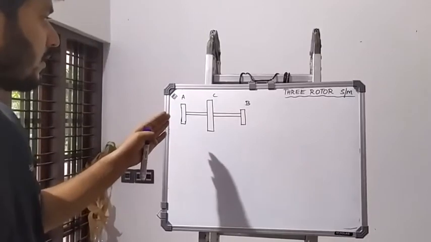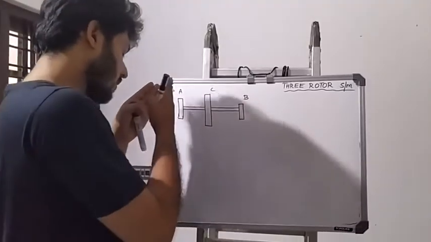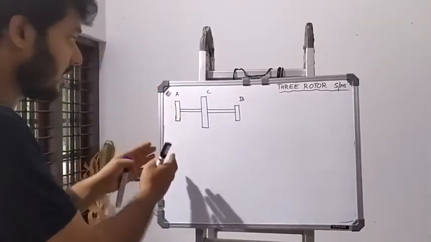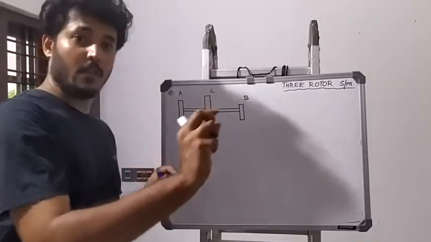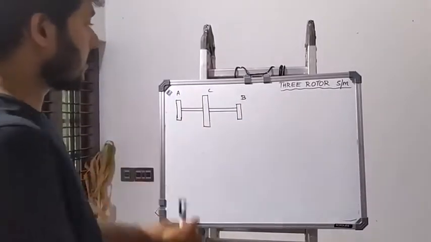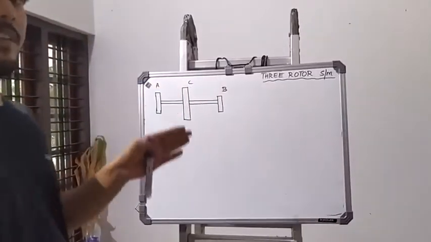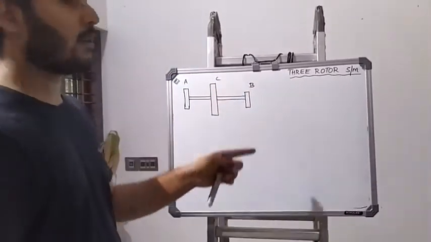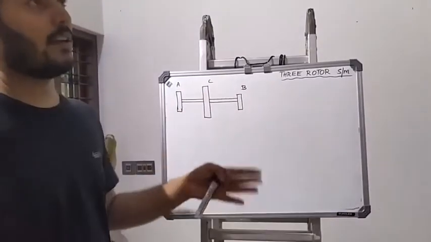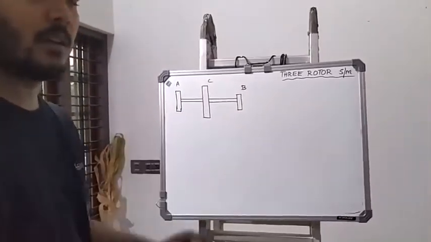Now let A be the rotating part of an engine. Now let the shaft from the engine be connected to the flywheel. So let C be the flywheel, and the shaft when extended, let it be connected to another rotating disc, which let us assume to be a propeller.